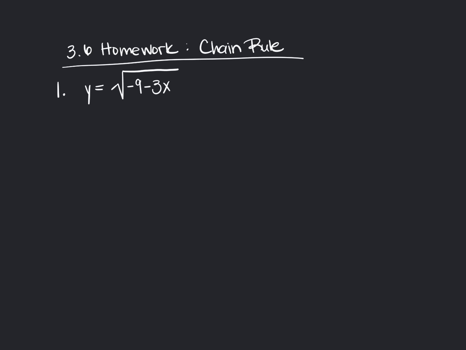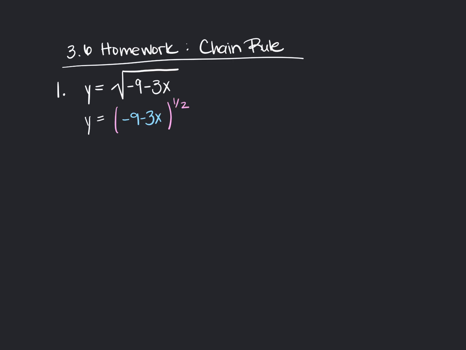All right, so we have y equals the square root of -9 minus 3x. So first, let's rewrite this square root so that we have an exponential representation. So this is going to become y equals -9 minus 3x to the 1/2 power.